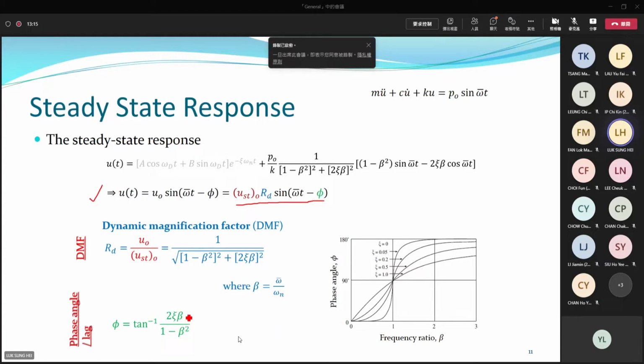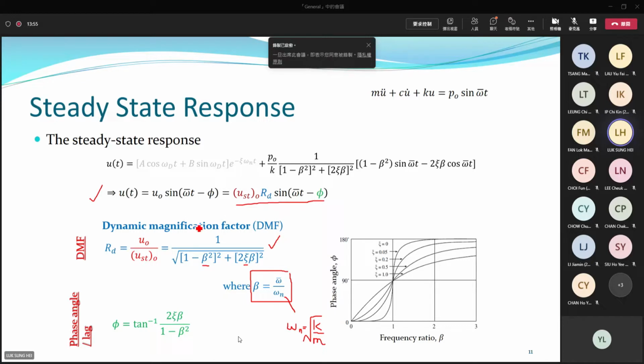They are calculated using two numbers: beta and damping ratio. Beta is called the frequency ratio, the exciting frequency of the loading versus the natural frequency of the system. You can calculate the natural frequency yourself if you know the mass and the stiffness. So you can calculate this RD directly if you know these two numbers.